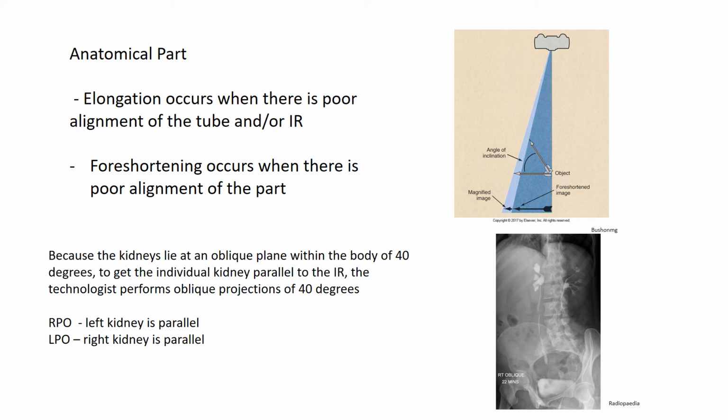So if I imagine that I'm lying down and I turn myself RPO, look at the angle of your hand. Imagine you're laying down on something. That left kidney then would be parallel. If I lie back on my back and now I rotate LPO, I look at the angle of my hand, which represents the kidney, and I can see now that that's parallel to the image receptor.